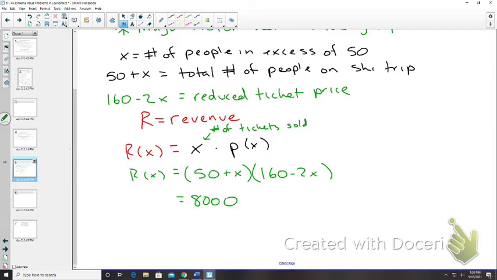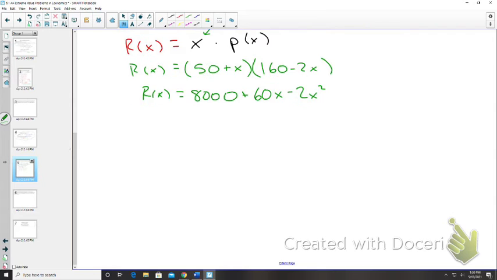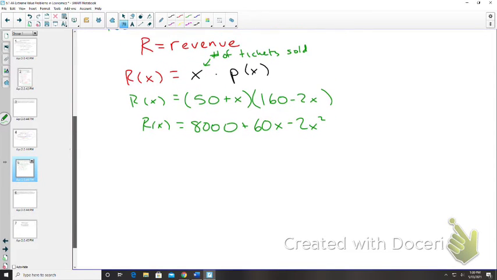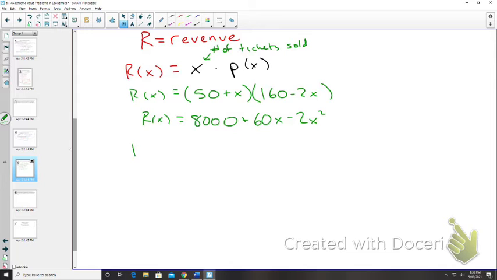Minus 100x plus 160x will give me positive 60x. And negative 2x multiplied by x will give me negative 2x squared. Okay, once you have it at this point here, let's take the derivative of this. So r prime of x is equal to 60 minus 4x.